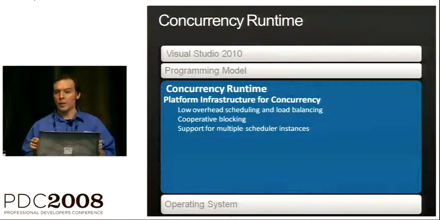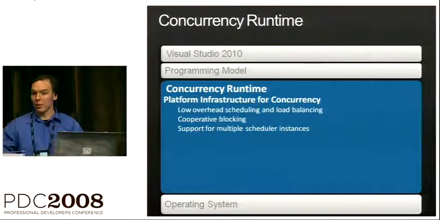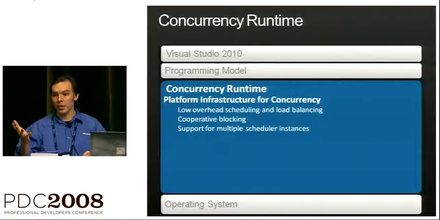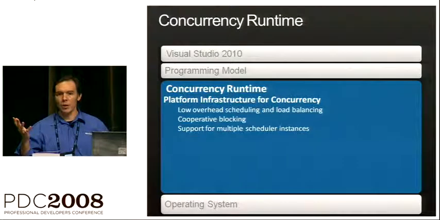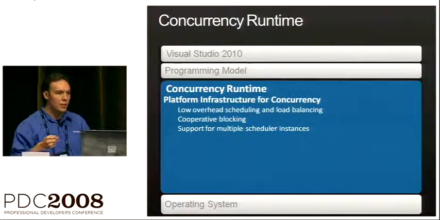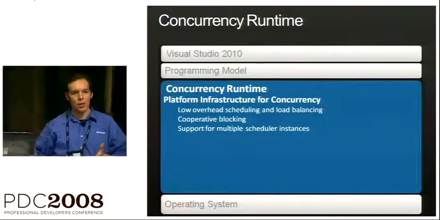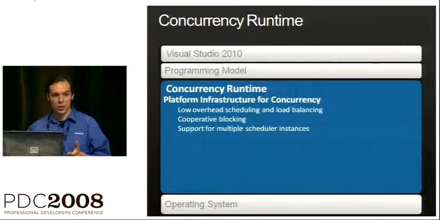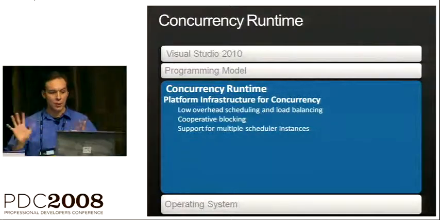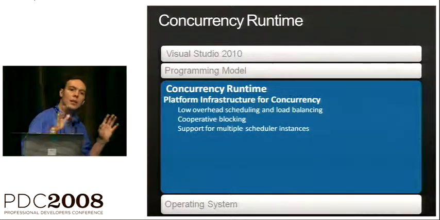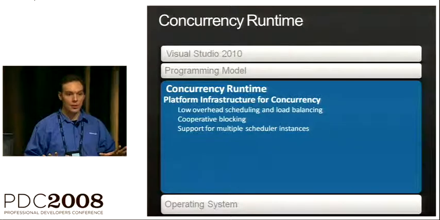Talking about cooperative blocking. So as an application, I may be doing some call, like going out to the web, where I know I'm in a block. I can use that as an opportunity in my application to actually run something else. So that support is actually deeply built into the runtime. And we'll have locking primitives and synchronization primitives plus programmer control over actually expressing that. And then finally, support for multiple scheduler instances, right?